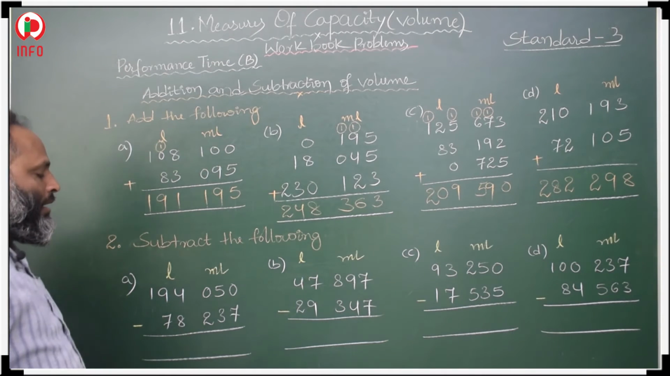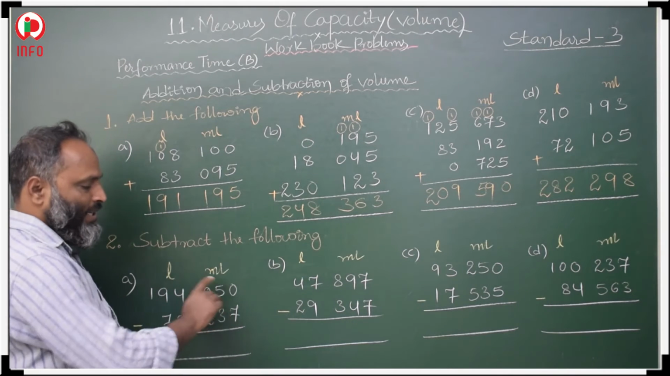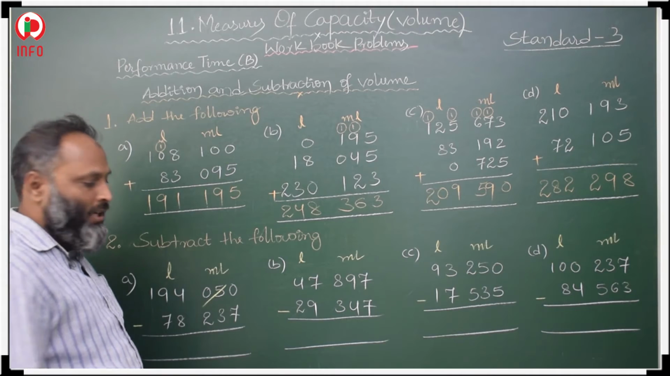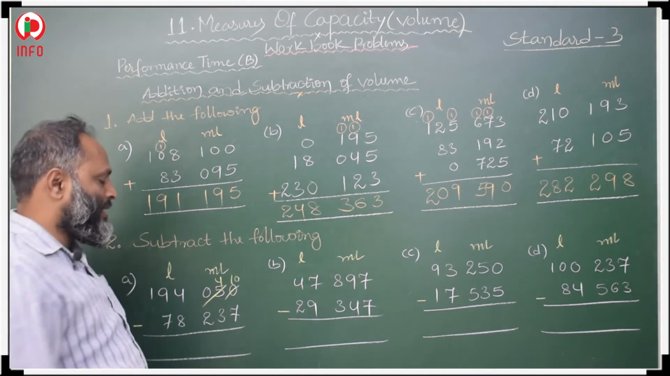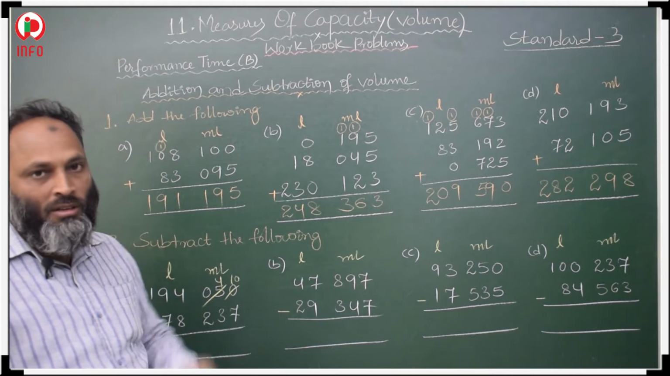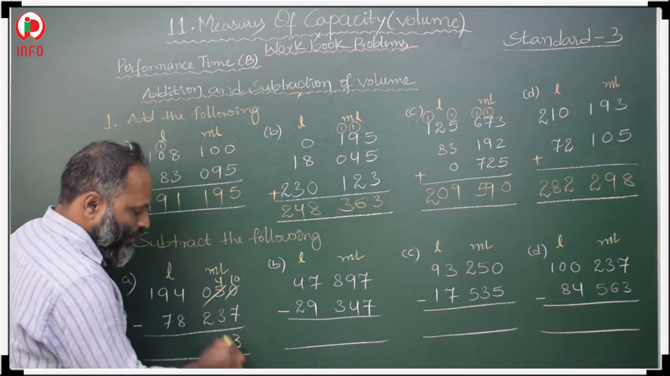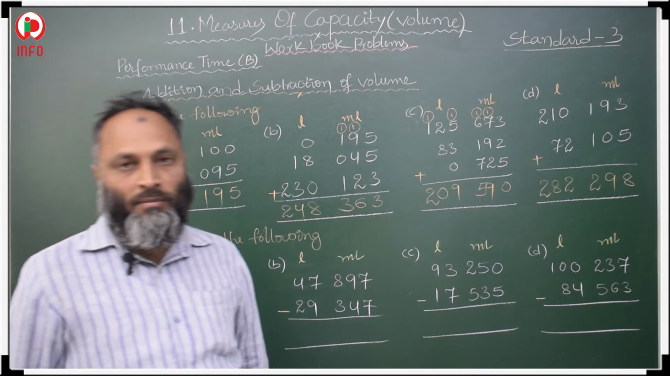Then the extreme right digits 0 and 7 we have to subtract. 0 is smaller, so take a borrow from the next place. If you take a borrow from here, you will get 4 here and you will get 10 here. 10 minus 7 means 7 to 10 we have to count: 8, 9, 10, it is 3. 4 minus 3, the difference of consecutive numbers is always 1.